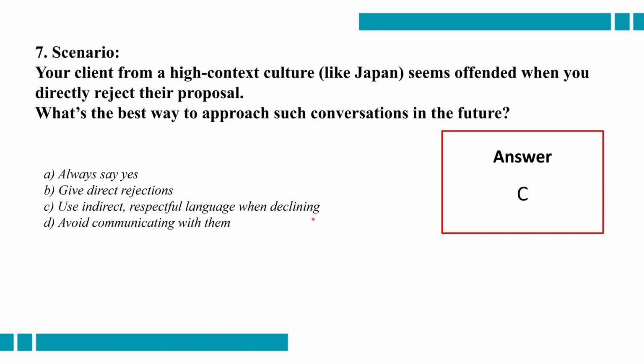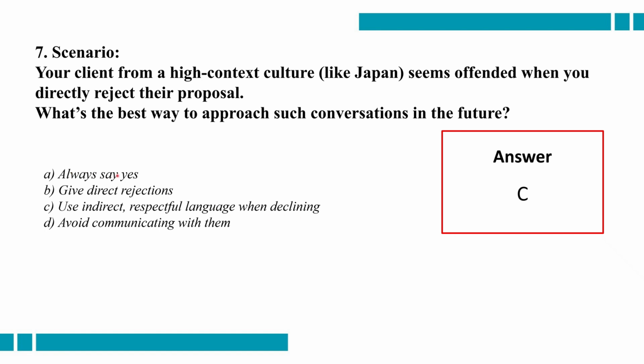In a high context culture like Japan, China, or many Middle Eastern countries, communication is often indirect to preserve harmony and avoid embarrassment. A direct no can be seen as rude or disrespectful. Instead, phrases like "we will need to review this further" or "this may be difficult at the moment" are more polite ways to decline. This shows cultural sensitivity and adaptability in professional communication.